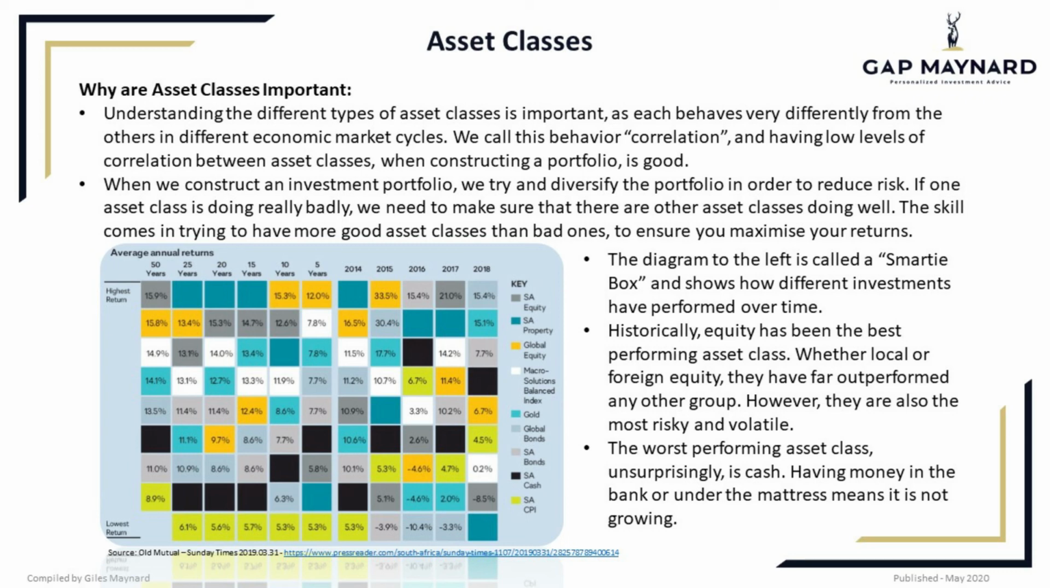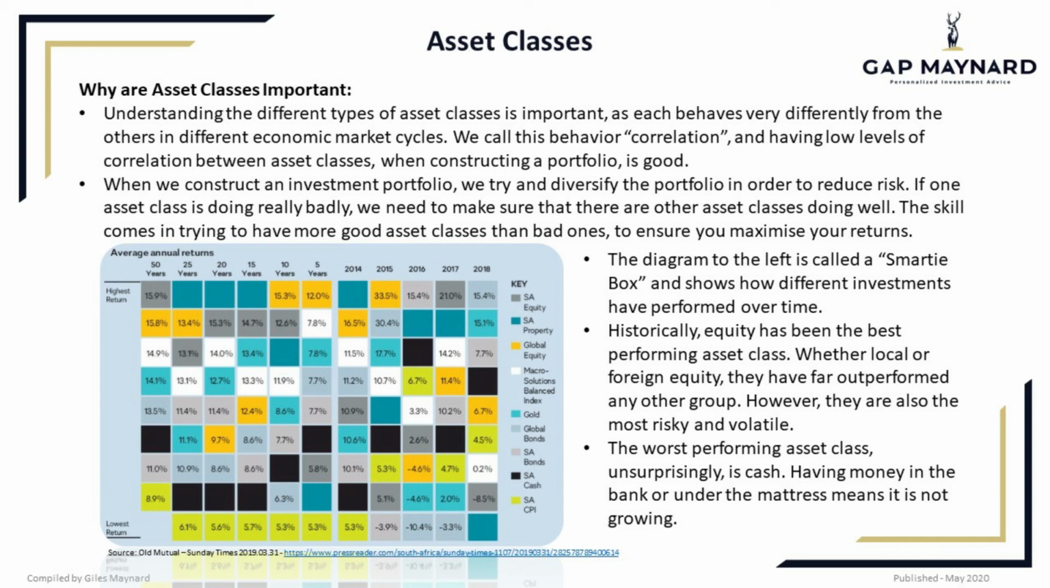When we construct an investment portfolio, we try and diversify the portfolio in order to reduce risk, although in some instances we're not looking to do that, but generally you're looking to get the highest return for the least amount of risk. If one asset class is doing really badly, we need to make sure that the other asset classes are doing well. And the skill comes in trying to have more good asset classes than bad ones to ensure you maximize your returns. It's fairly simple to understand.